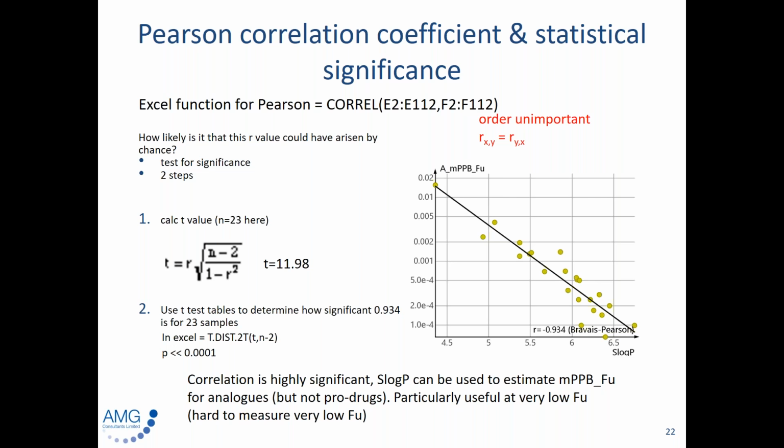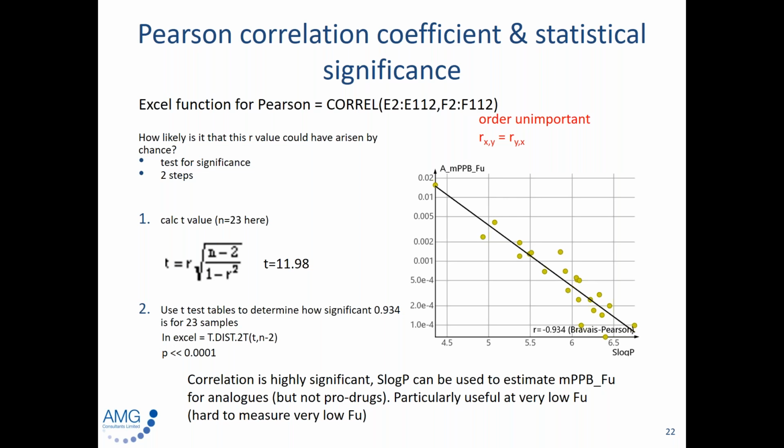Then what about how likely is it that that could have arisen by chance? For that, we need a test of significance, and there are 2 steps to that. There's this formula to calculate the t-value, where n is the number of observations, which is 23 in this plot, and r is the correlation coefficient. You pop out a number from that equation, and you use a t-test table to determine how significant an r of 0.9 is with that many samples.